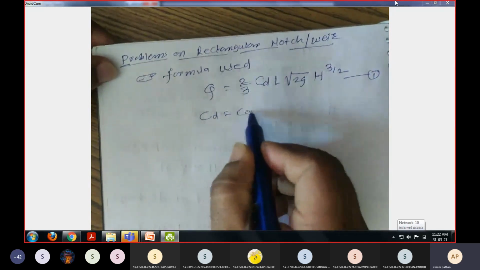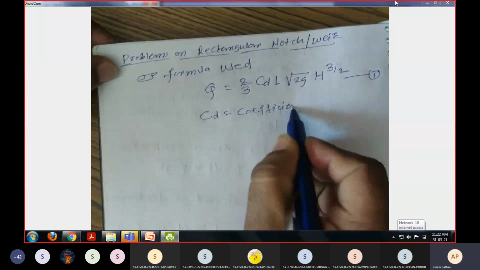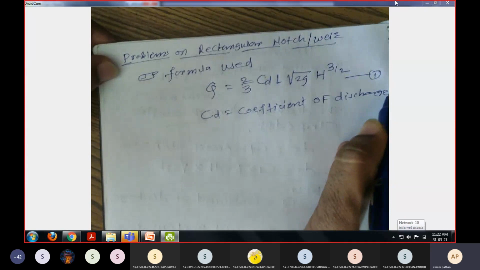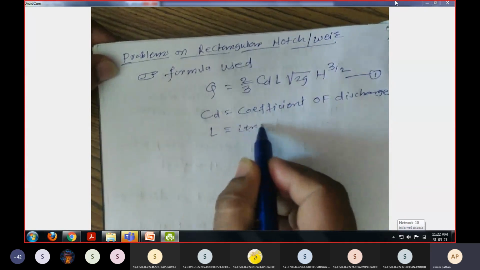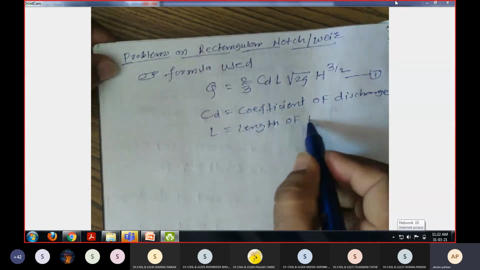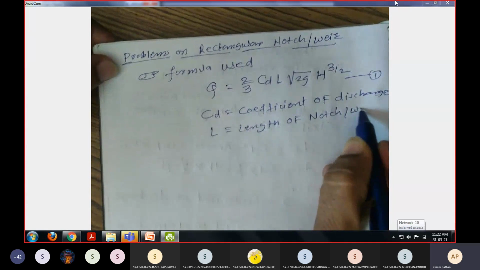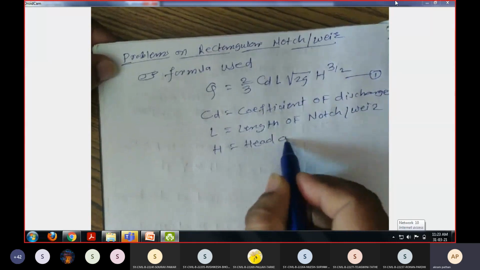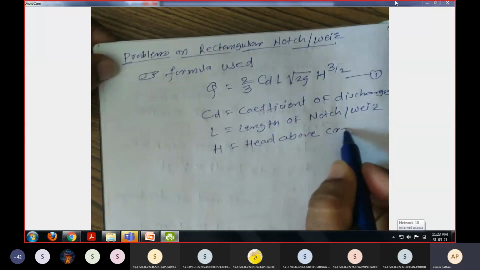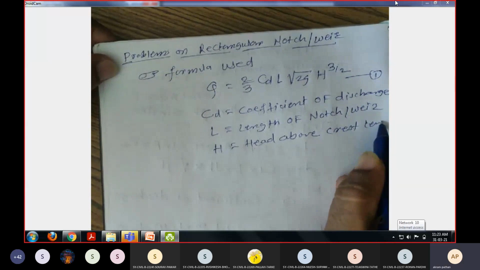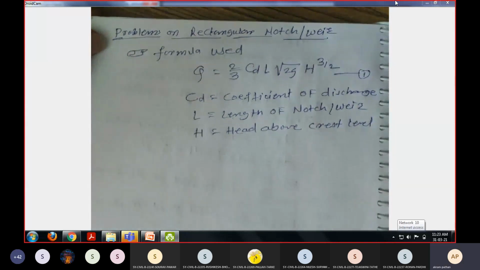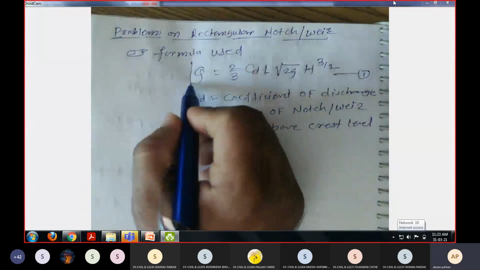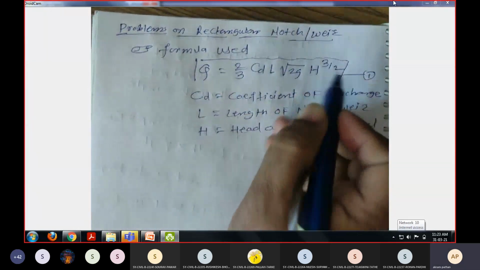Where CD is the coefficient of discharge, and it is given in the problem itself. L is the length of the notch or weir. What is this H? H is the head above the crest level or sill level. So this is the formula we have to use. Remember this formula for the rectangular notch and weir.